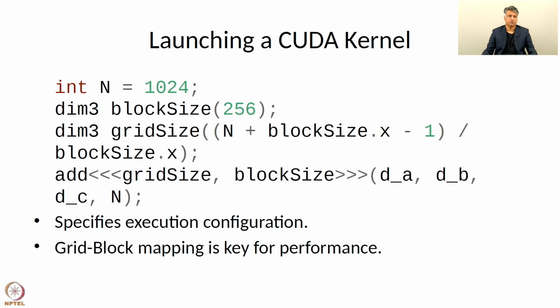In this case, we launch the CUDA kernel by invoking the function add. You have to supply it with the grid size and the block size using the chevron symbol, which is the three less-than and three greater-than symbols. You also need device copies of the specific variables you need to work on. Here, we are specifying the execution configuration, saying that each block size is 256, and we are calculating the grid size based on the size of the data. Getting the optimal grid size and block size mapping is key for performance.